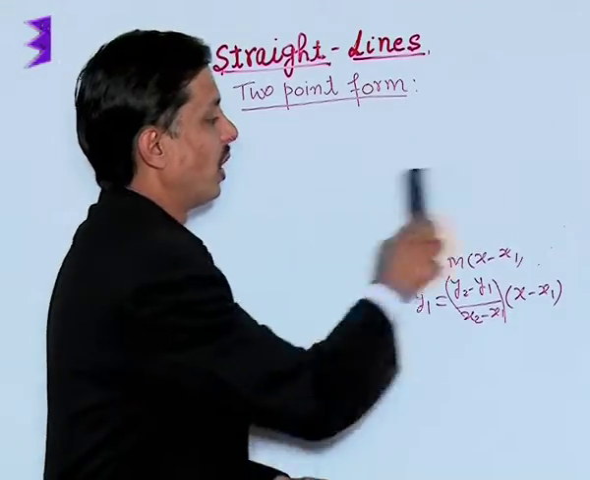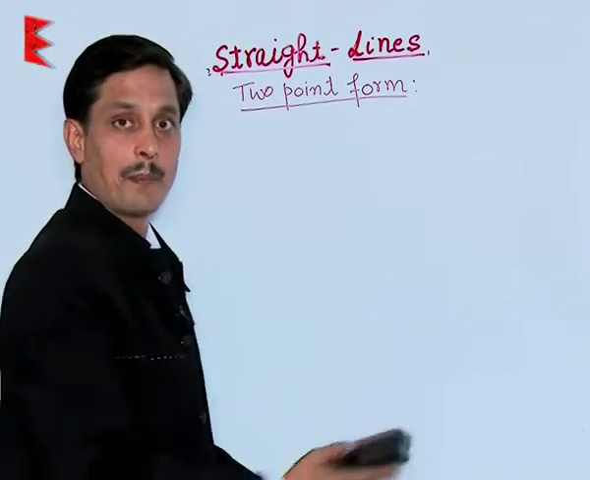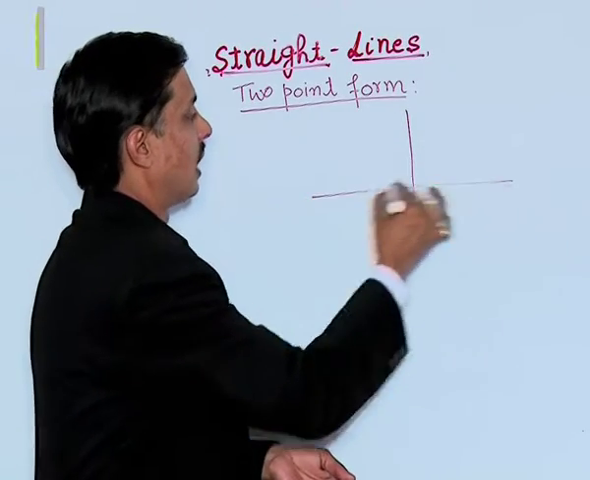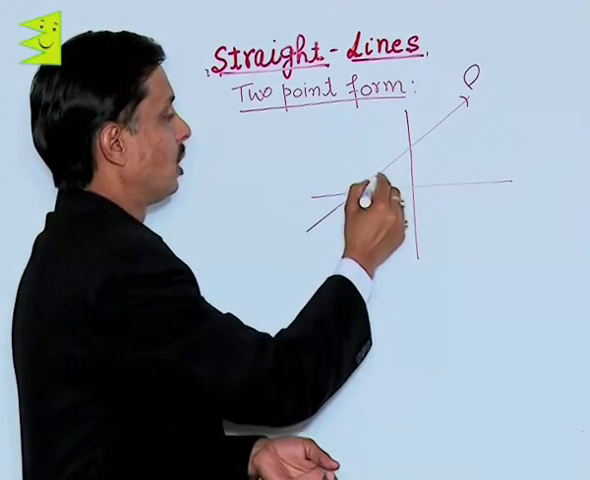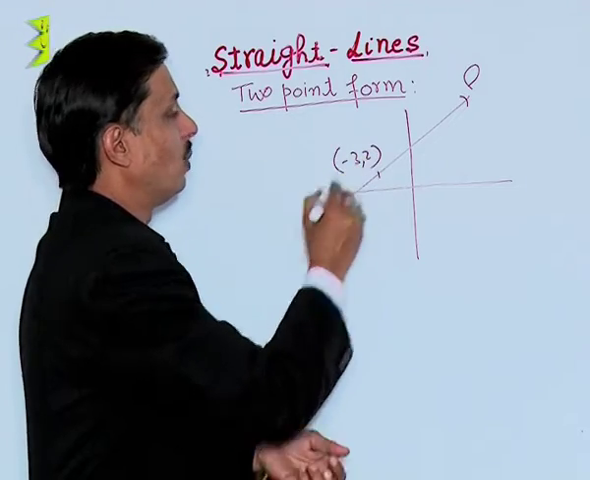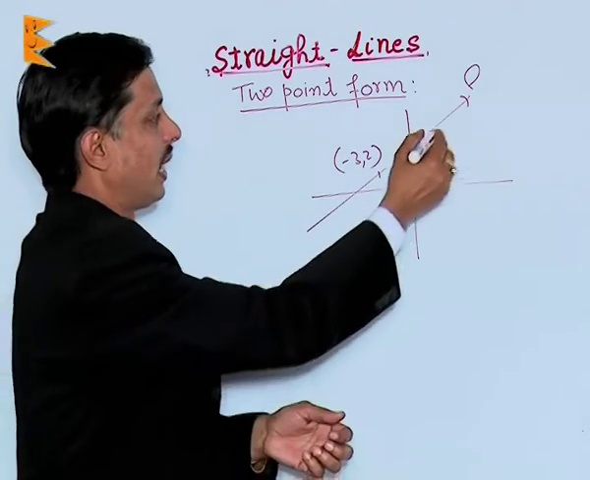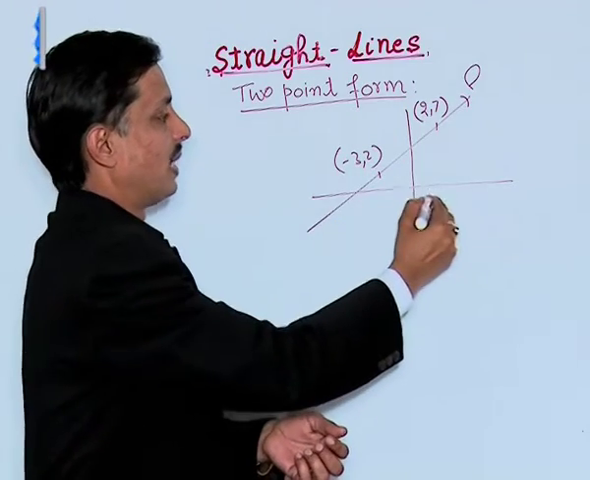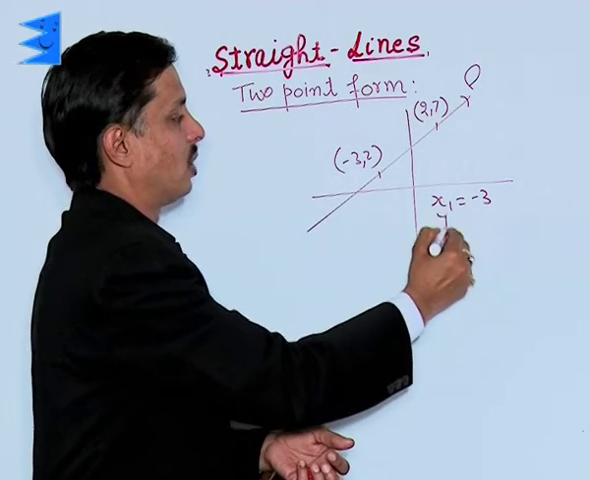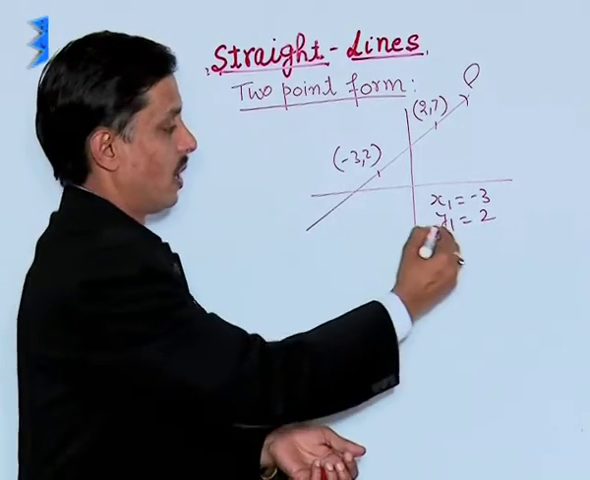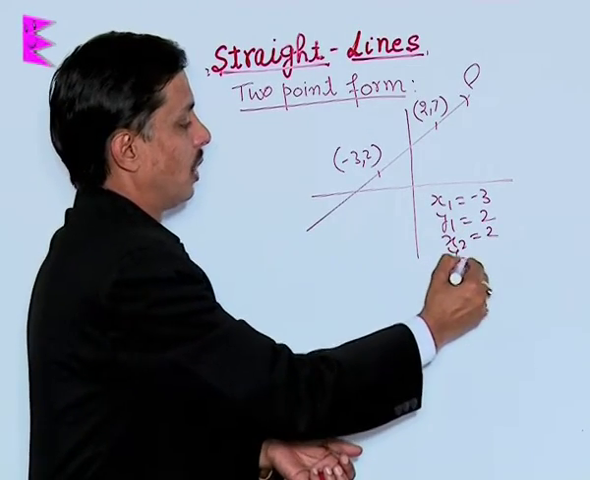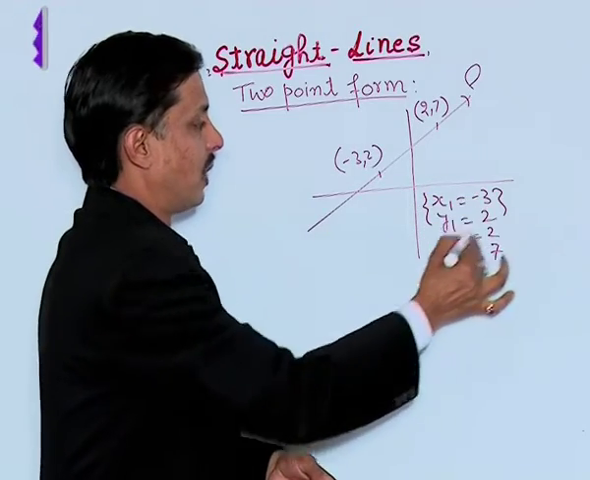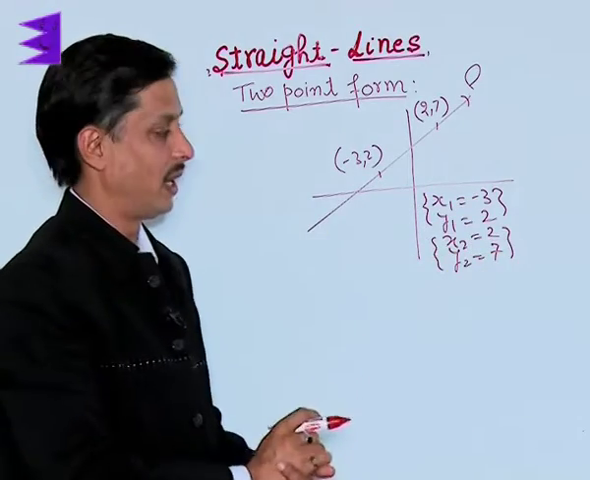This will become more clear if I take an example based on this situation. If this is the line L, it is passing through minus 3 comma 2, these are x1 y1, and suppose it is also passing through 2 comma 7. So I can say here x1 is minus 3 and y1 is 2, x2 is 2 and y2 is 7. This is the first pair and this is the second pair.